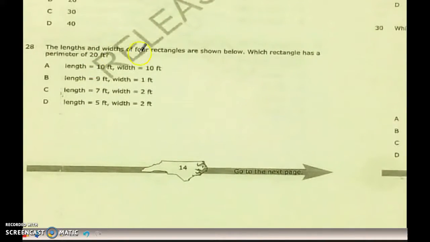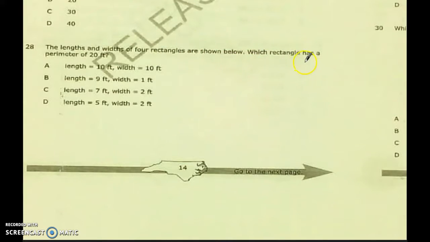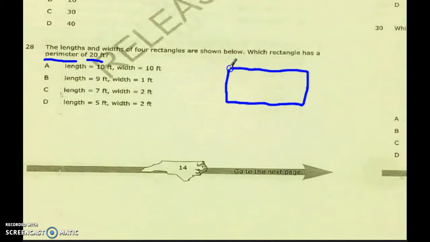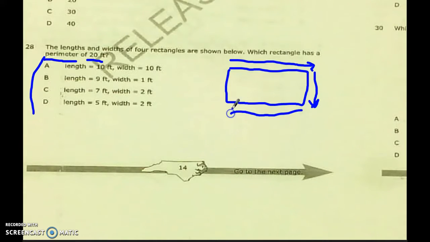28. The lengths and widths of 4 rectangles are shown below. Which rectangle has a perimeter of 20? So we've got 4 rectangles. I'm just going to draw a rectangle so I can have a good picture. And it wants to know the perimeter. If you remember, perimeter is the distance all the way around. So if we started on one corner and traveled all the way around and came back to where we started, that is the perimeter.